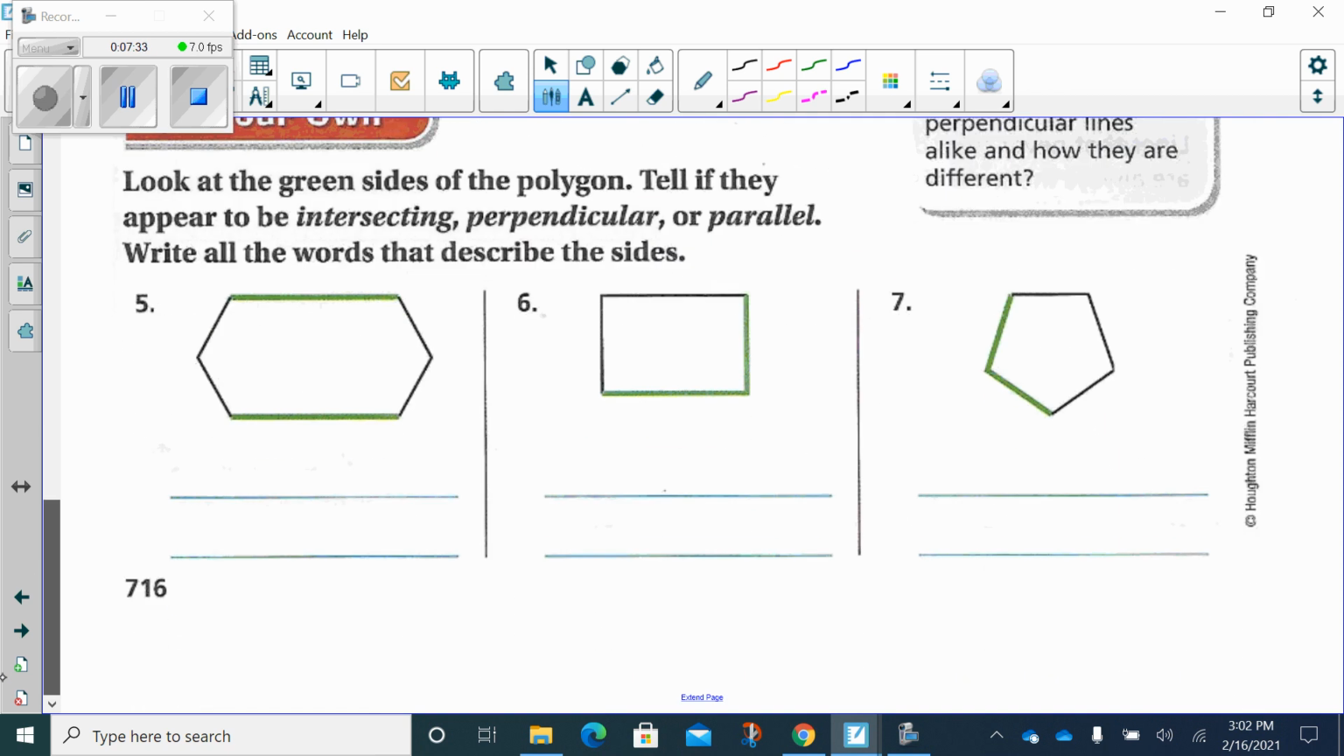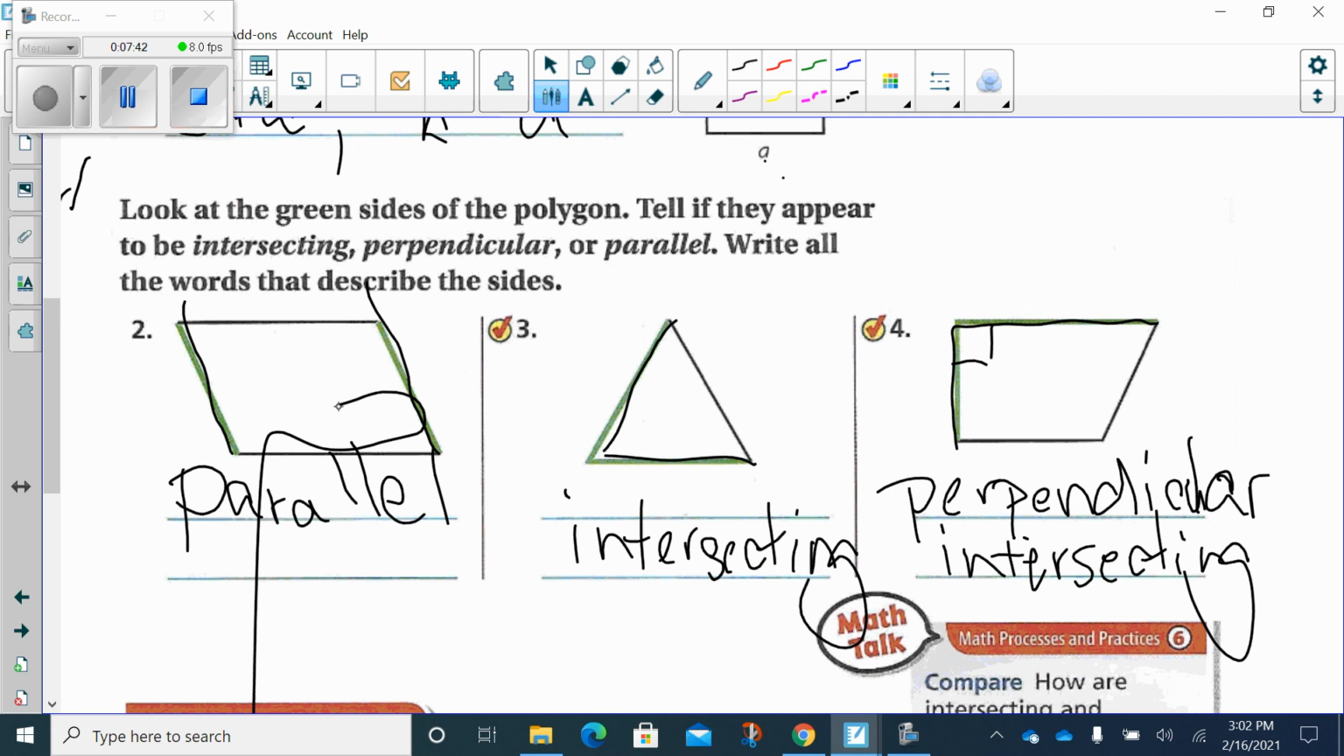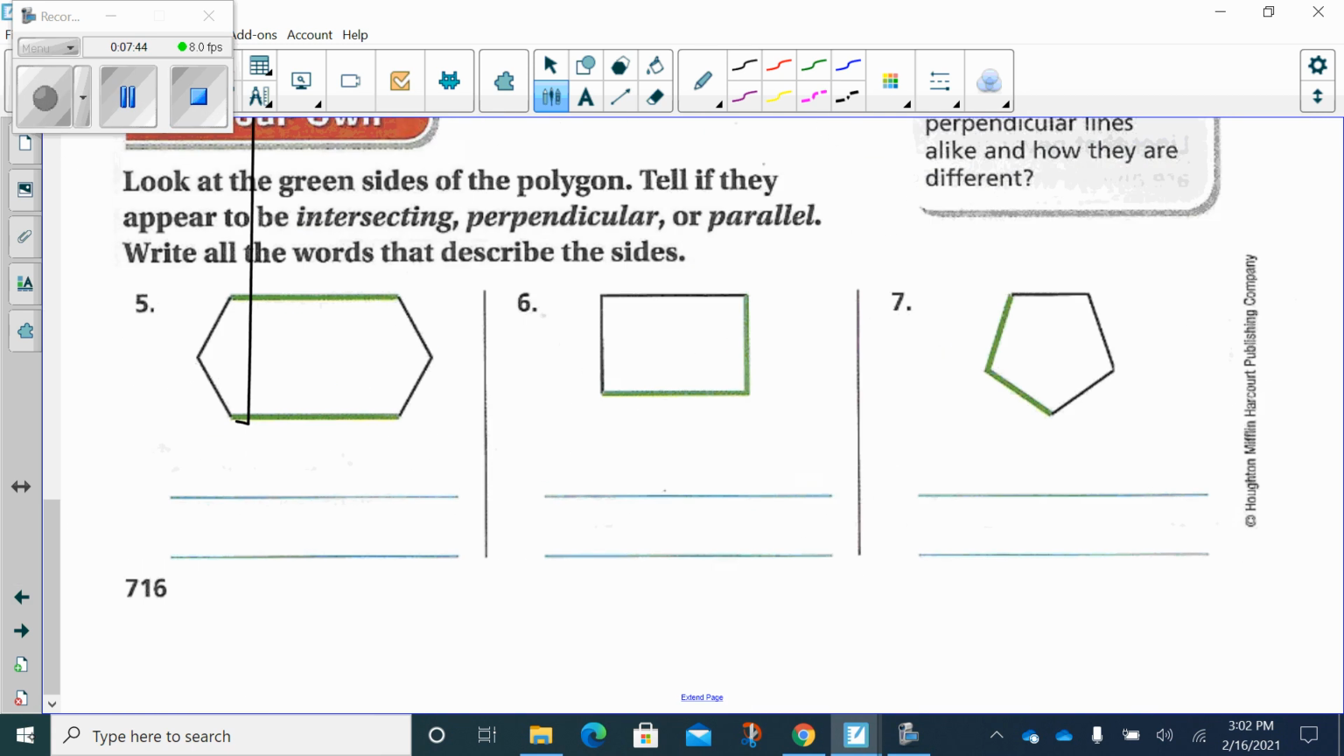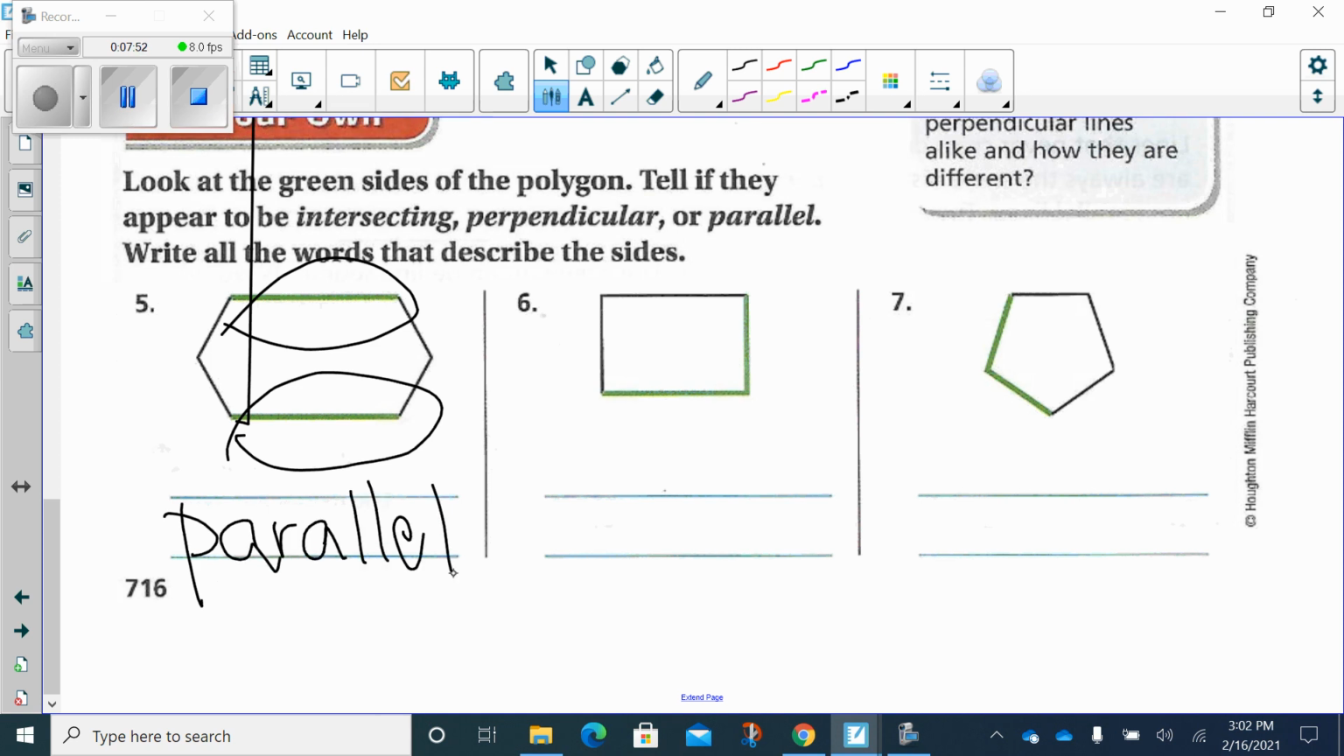Look at the green sides of the polygon. Tell if they appear to be intersecting, perpendicular, or parallel. Let's look at them. There's this. Oh, sorry. I am so sorry. It is this and this. They are, you guessed it, parallel. What about here? These. Well, they're both. It's intersecting.